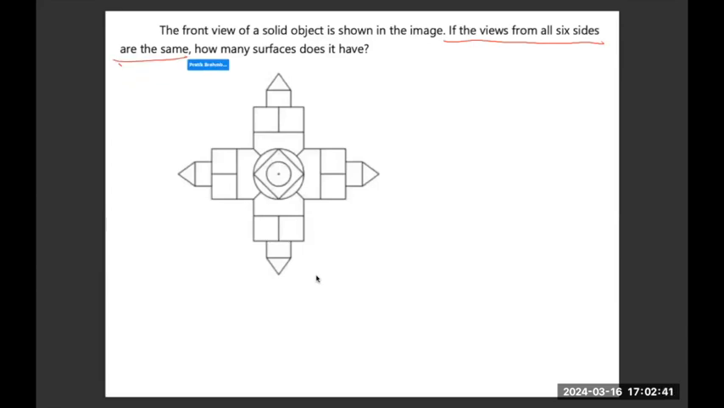So the front view of the solid object is shown. This is a front view. The top view will also be the same. The other side view and the other side view will also be the same, the left and the right side view. The bottom view will also be the same. The back side view will also be the same. You have to find the total number of surfaces that this object has.